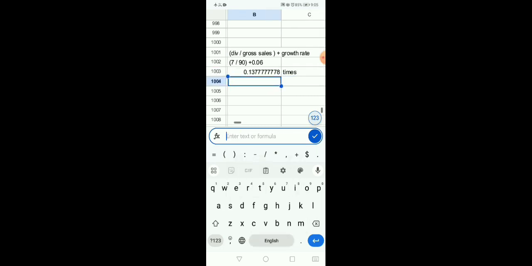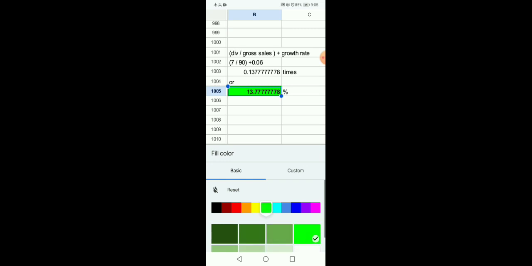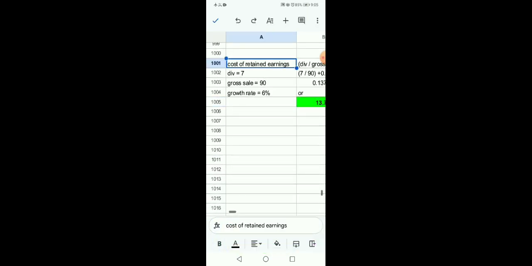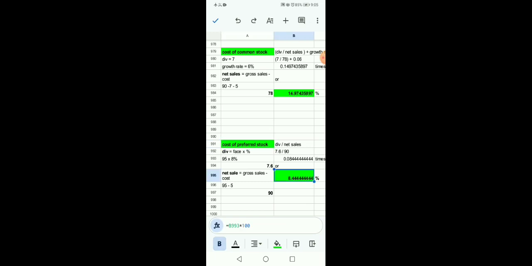Now you may need to convert it into percentage. For that purpose, multiply the answer of cost of retained earning by 100. So here you have calculated cost of retained earning in terms of percentage as well. This is your answer. Mark it as it has been done. This is cost of retained earning. All right, so finally all four costs we have calculated. Cost of debt, answer was 5.1, cost of common stock, answer was 14, cost of preferred stock, answer is 8.4, cost of retained earning, answer is 13.7.